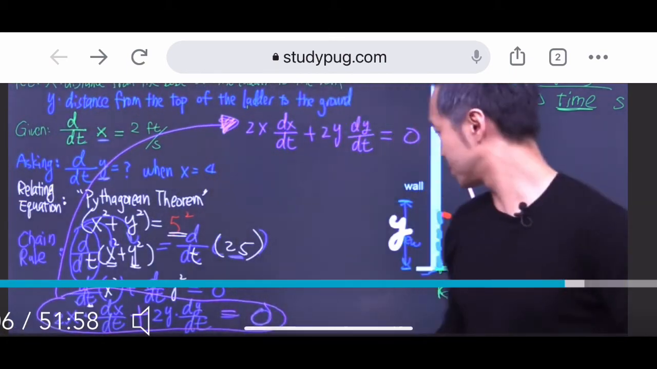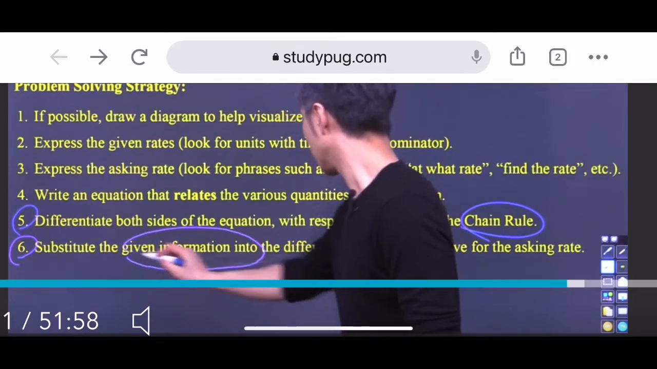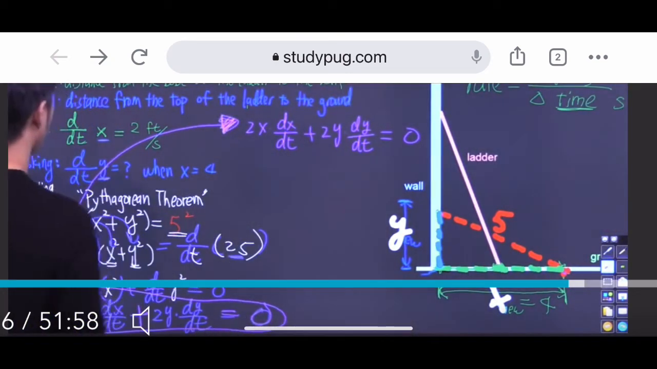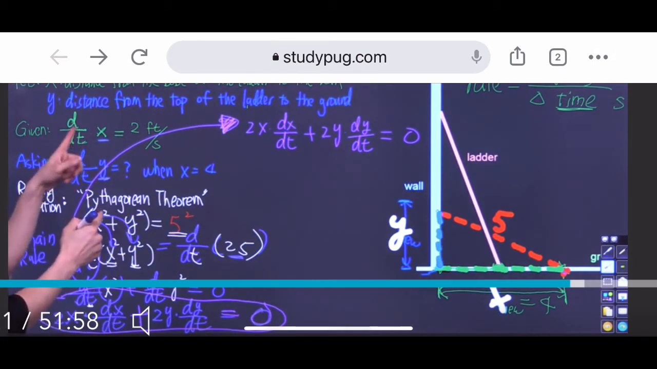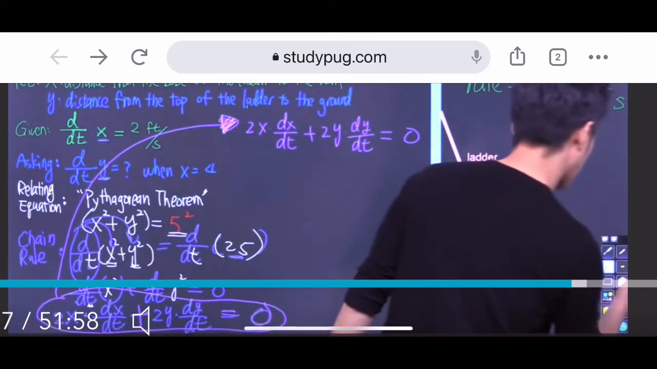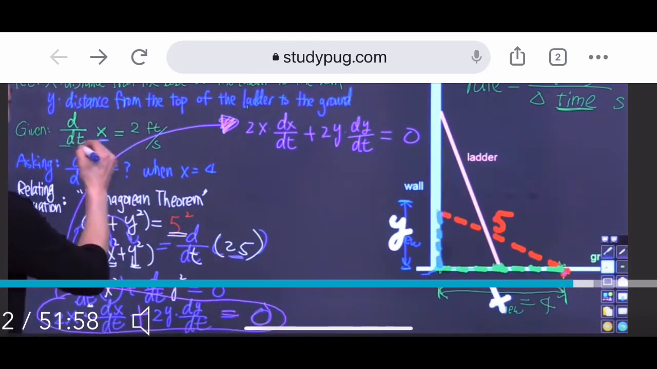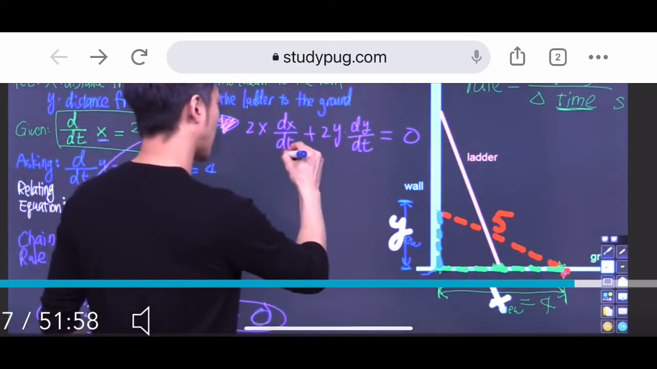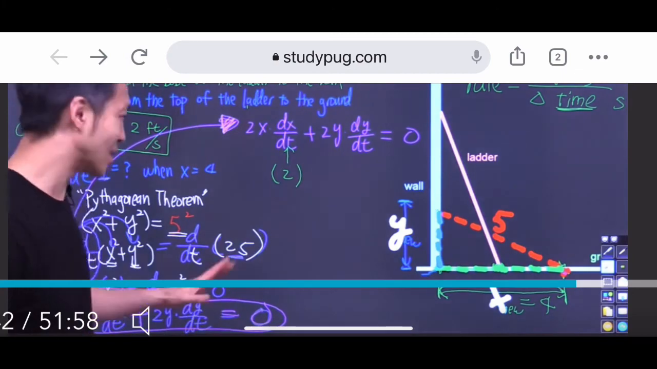So now we just have to substitute the given information into the differential equation. What's given? Well, this guy is given: dx dt is equal to 2. You see that? Right here, dx dt is equal to 2. So in the final step, it's a no-brainer.